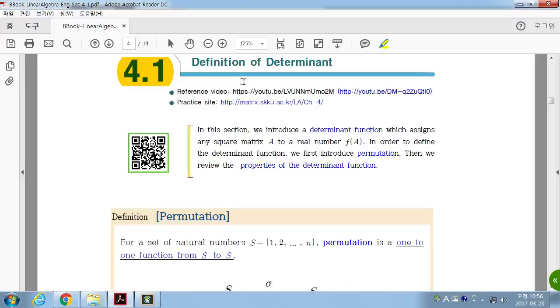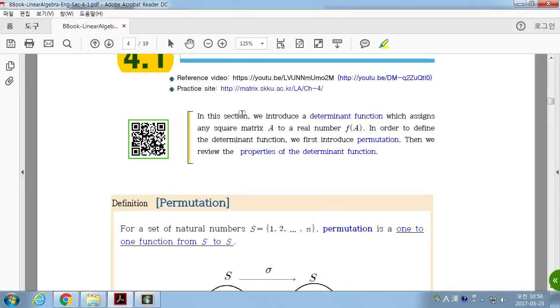Section 4.1, the definition of the determinant. Here we introduce a determinant function, which assigns any square matrix a real number, f of A. In order to define the determinant function, we first introduce permutations. Then we will study the properties of the determinant function.